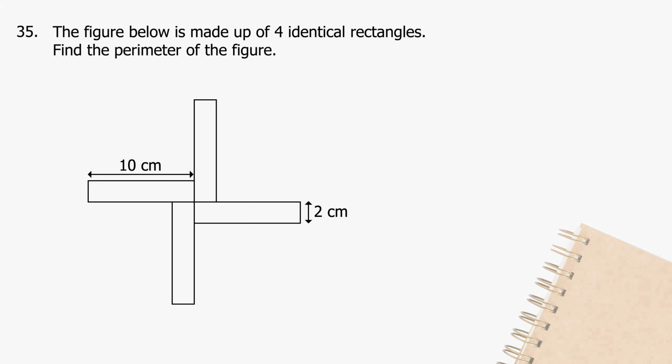Question 35. The figure below is made up of 4 identical rectangles. Find the perimeter of the figure.